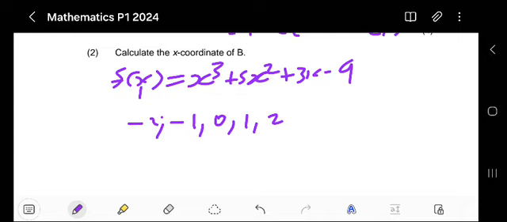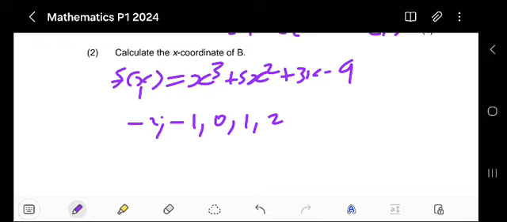Try minus 2 cubed plus 5 minus 2 squared plus 3 minus 2 minus 9. This is not a factor. Then I'm trying minus 1 now. I replace -1, this is not a factor.